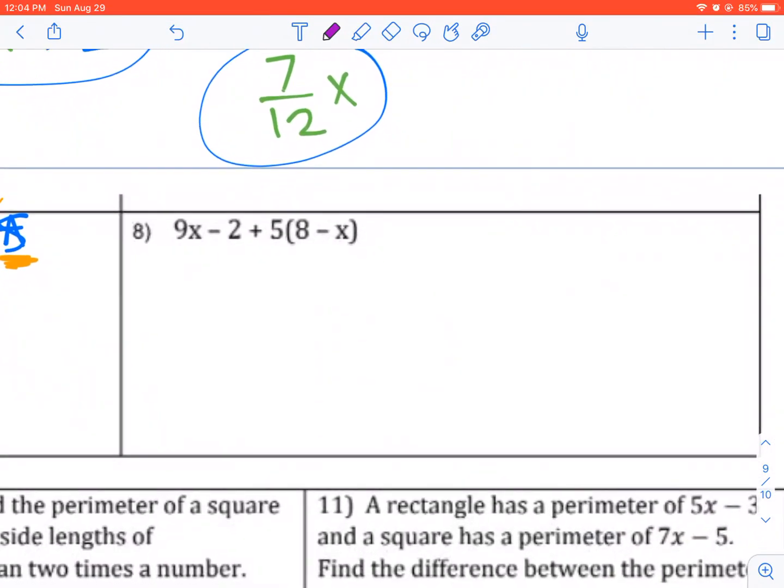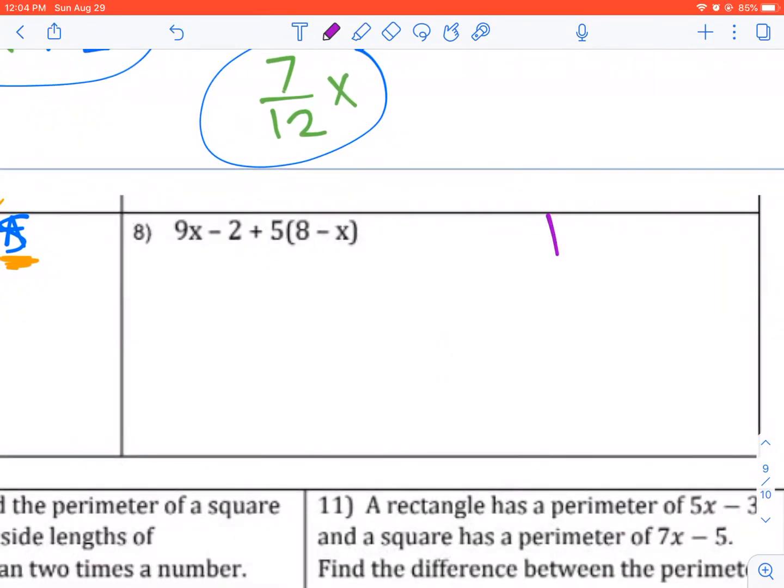Moving on to number 8, that's very similar. Again, you're always going to go through your order of operations. And we don't have any of those or those, so we're going to jump straight to multiplying, and I see it right here, a positive 5. Positive 5 times 8 is 40.